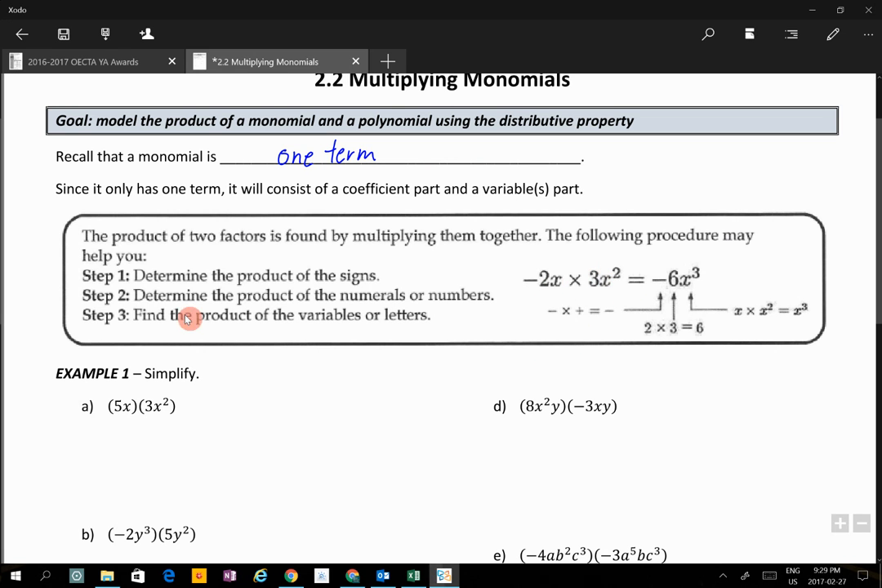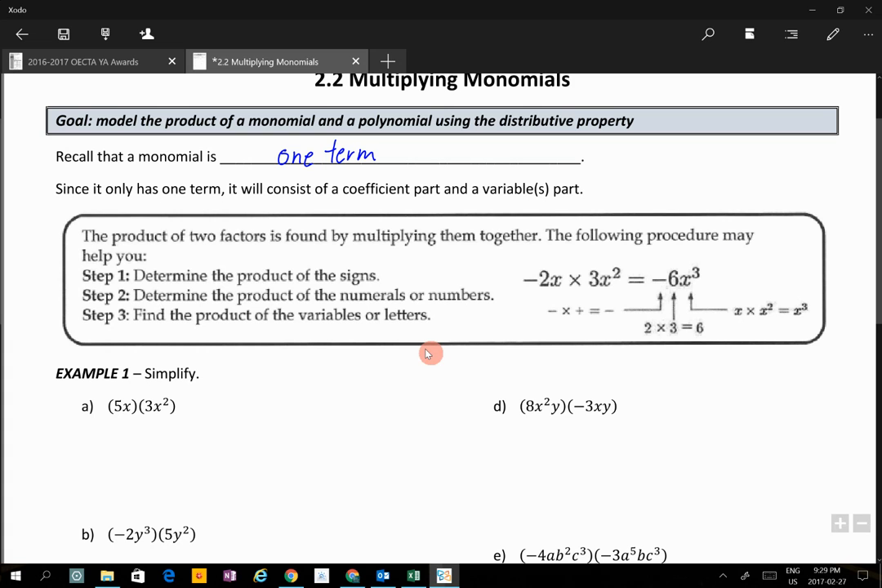And then step 3, find the product of the variables or letters. So again, x times x squared. So if you have two powers with the same base, you have to add their exponents. And remember, there is an invisible 1 here for x. So when you add the 1 with the 2, the product rule says add those exponents, 1 plus 2, I get 3. Okay, and each of those steps is individually broken down here. So the signs, the coefficients, and the variables. Okay, so that's the idea behind multiplying monomials.